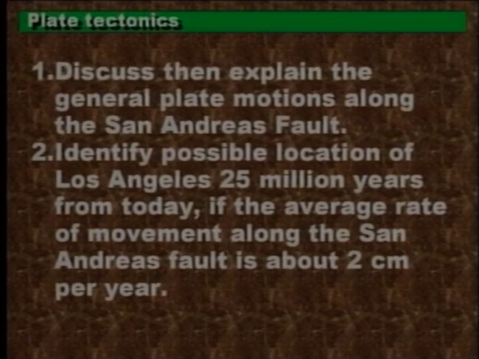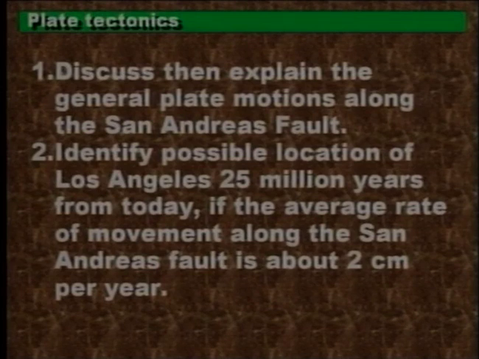The first one, discuss in pairs or in threes, and then explain the general plate motion along the San Andreas Fault. This should be easy. After your discussion, you just make note: what is the general motion along the San Andreas Fault? You're not just going to say one going that way, one going that way, but a little bit more information around the plate motion and maybe the features that can be located along the fault line.